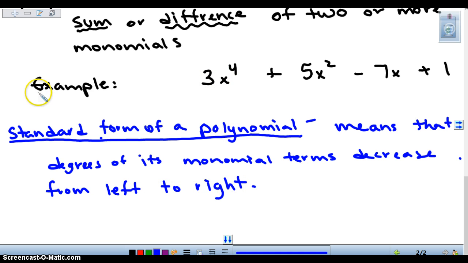If we look back at the example above, can we tell if this polynomial is written in standard form? What is the degree of 3x to the 4th power? 4. What is the degree of 5x squared? 2. The degree of minus 7x, and the degree of 1? 0. So are these written in order from left to right? Therefore, is this polynomial in standard form? Yes.